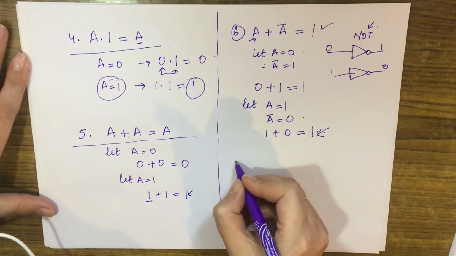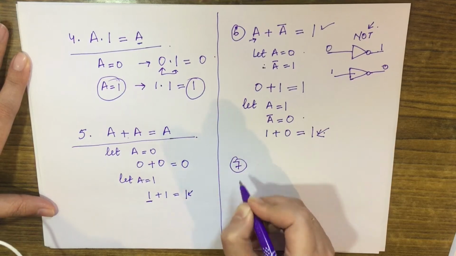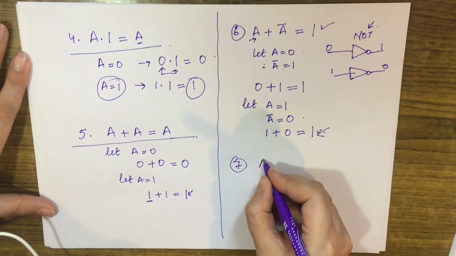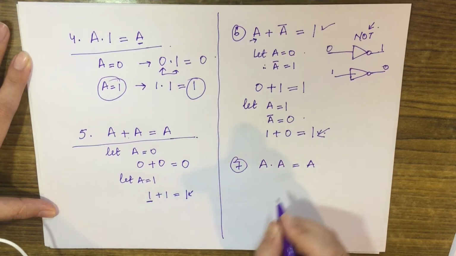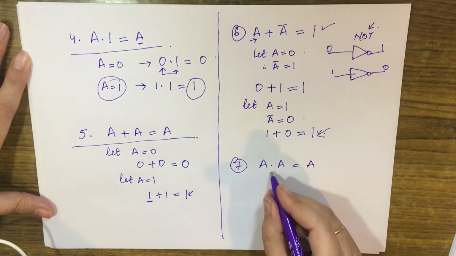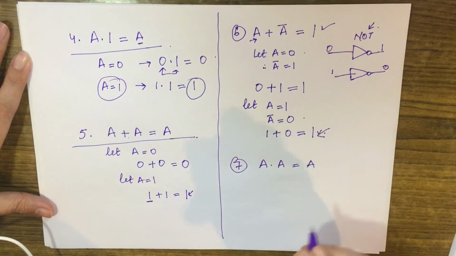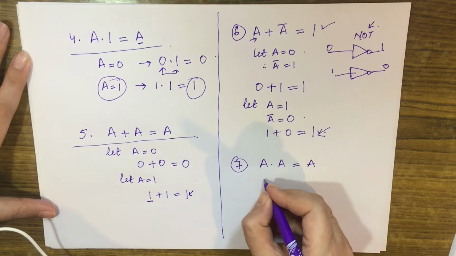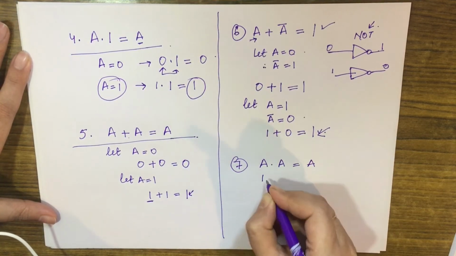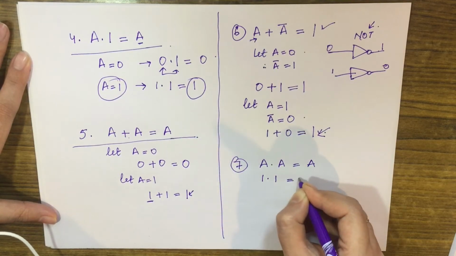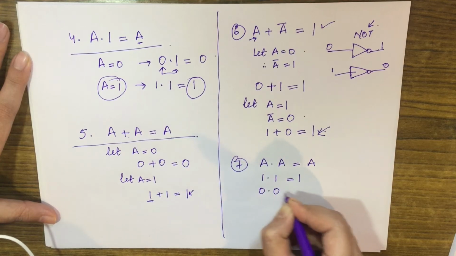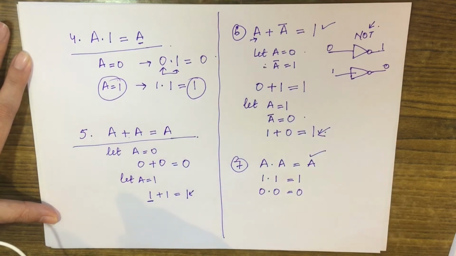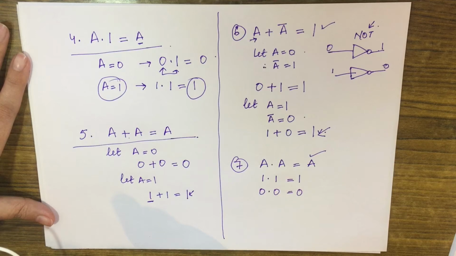Okay. So now we will take rule number 7. Rule number 7 is a AND a is equal to a. So this will always be equal. A AND a will always be equal to a. Suppose you take a as 1. 1 and 1 will always be equal to 1. If you let a as 0, 0 and 0 will always be equal to 0. So that's rule number 7.